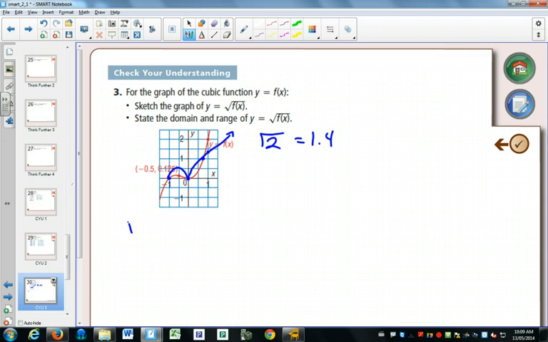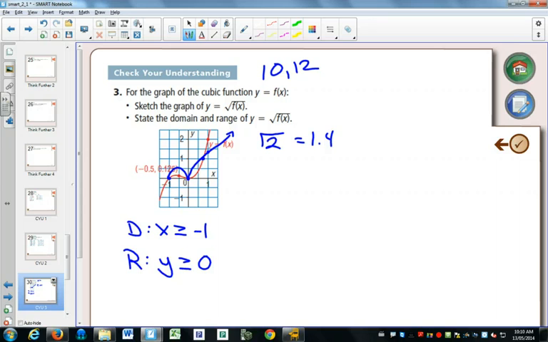Our domain, x is bigger than or equal to -1. And our range, y is bigger than or equal to 0. And the questions you can do for this are 10 and 12.